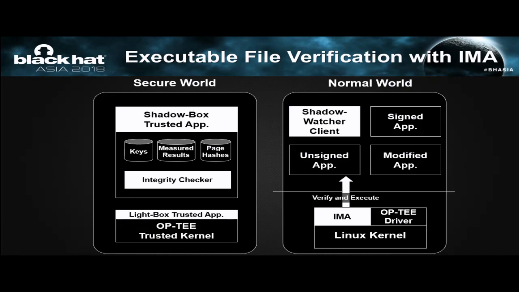This page shows the relationship between Shadowbox and IMA. IMA verifies and executes all executable files, including Shadow Watcher. And the Shadowbox monitors IMA and Linux kernel like this. If rootkits modify them, Shadowbox of the secure world can detect it and report it to the remote attester.